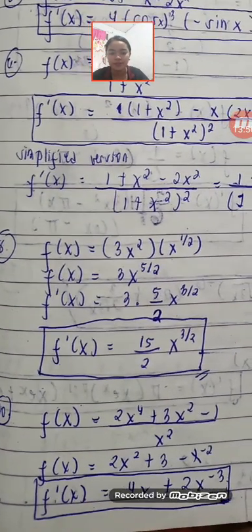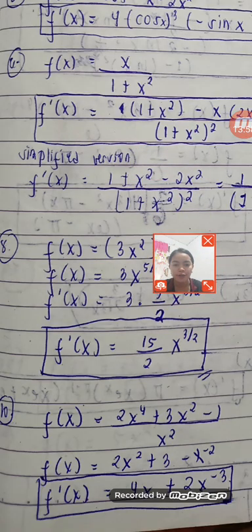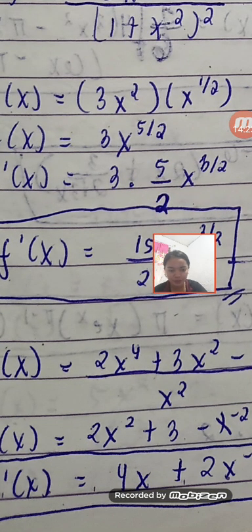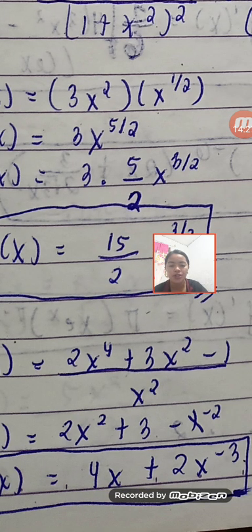For item number 10, we have here f(x) is equal to (2x^4 + 3x^2 - 1) over x^2. In this part, we can rewrite this one into this: 2x^4 over x^2 plus 3. Why can we rewrite this one? Because we have common terms, which is x. So 4 minus 2 is equal to 2. That's why we have here 2x^2 plus 3.